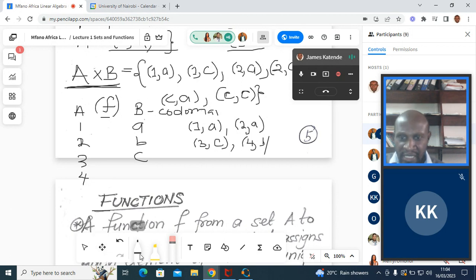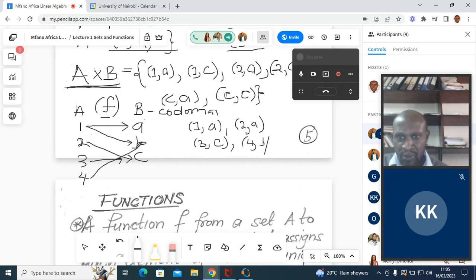Good. So now let's define another rule. So this rule takes 1 to A. It also takes 1 to B. The rule also takes 2 to C. 3 is also sent to C. And 4 is sent to B. So if you write this out as the ordered pairs, you have the following situation. 1 is assigned to A. You also have another pair where 1 is assigned to B.